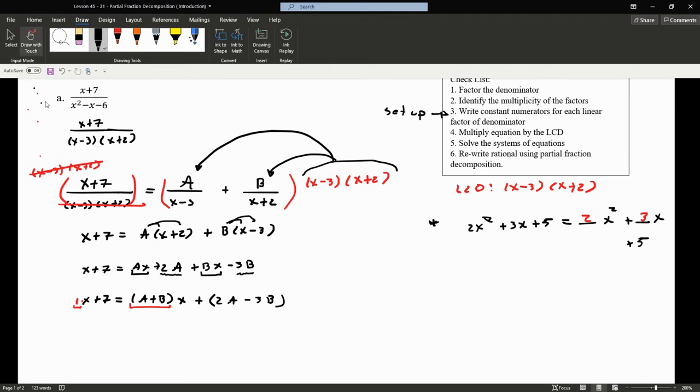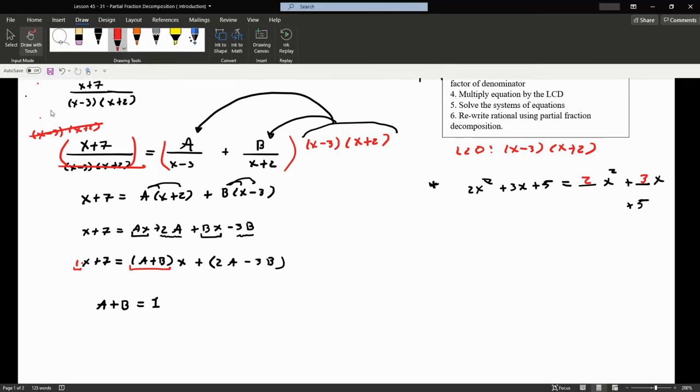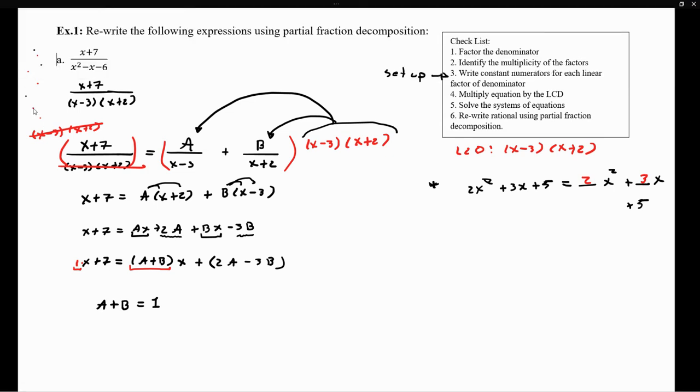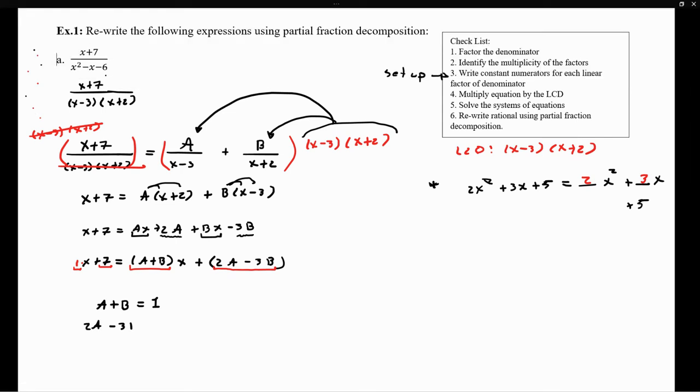And that's essentially what I'm going to be writing now. I don't know what A and B are, but I know one thing. I know that if I add them up, it must be equivalent to 1, because that is the coefficient in front of x on the left, and this is the coefficient in front of x on the right-hand side. And the same idea for what is left here. Whatever constants I have must be equivalent to 7, and this is the expression for those constants. So I know that 2A minus 3B should be equivalent to 7.